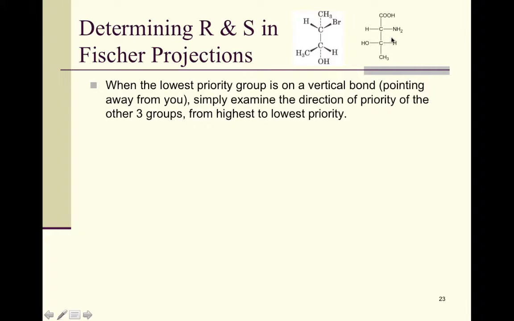So in this example, I do have different things on here. I have a COOH group. This is a carboxylic acid group. This is going back. This carbon and this carbon are in the same plane as each other. The horizontal is coming out at me, this is coming out at me, and again, this one's going back. When the lowest priority is on a vertical bond, pointing away from you, then you simply examine the direction of the priority of the other three groups from the highest to lowest.